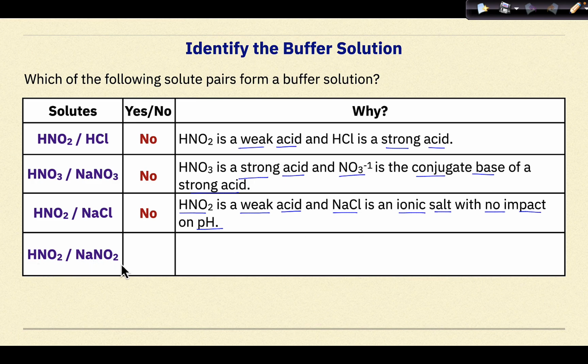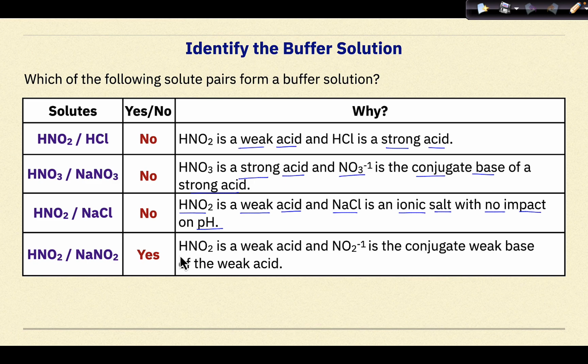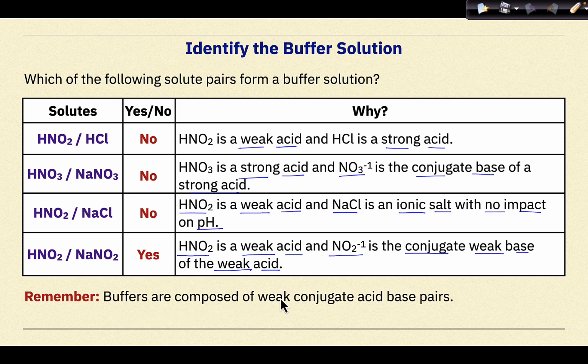HNO2 and NaNO2. At this point you're probably thinking, yes, this is a buffer solution, and you would be correct. The reason is that HNO2 is a weak acid and NO2-1 is the conjugate weak base of the weak acid. So remember, buffers are composed of weak conjugate acid-base pairs. That's how you're going to recognize a buffer solution.